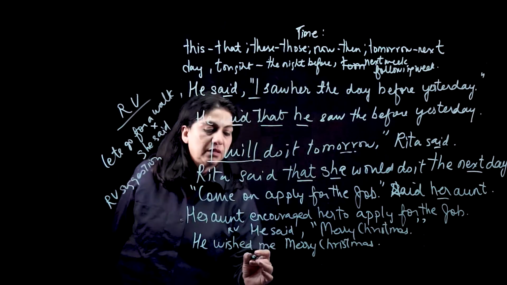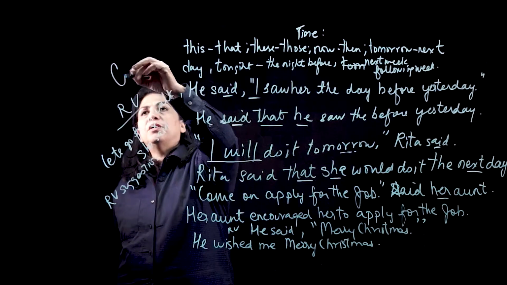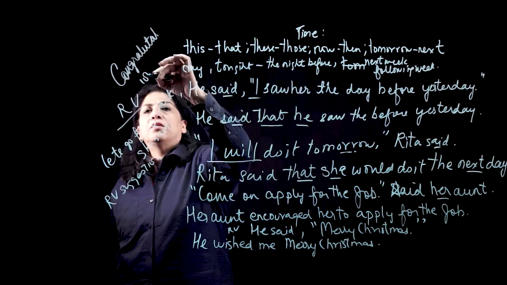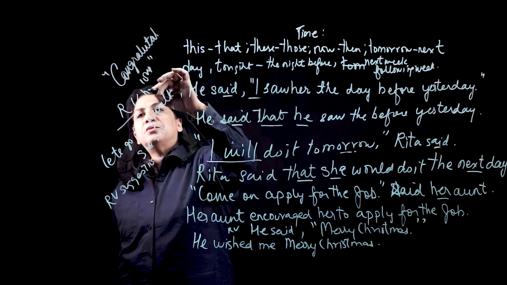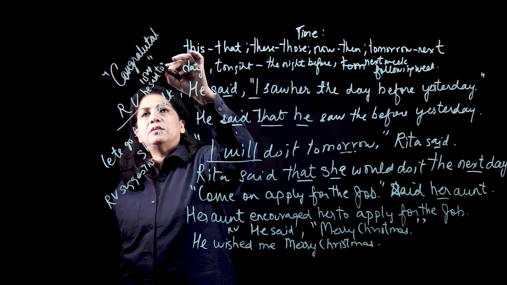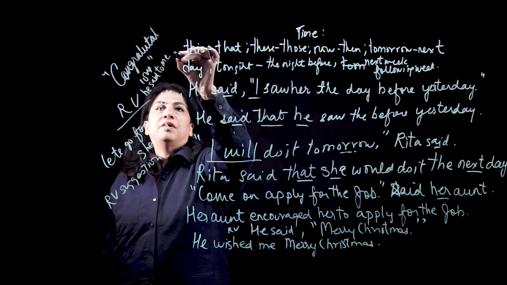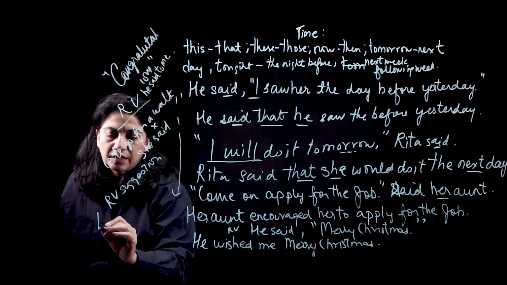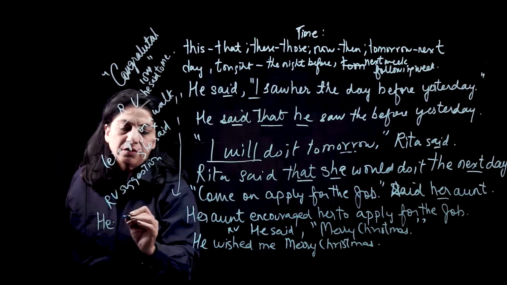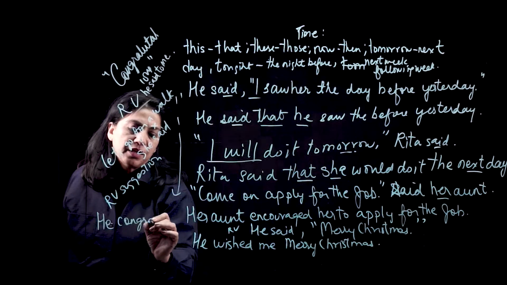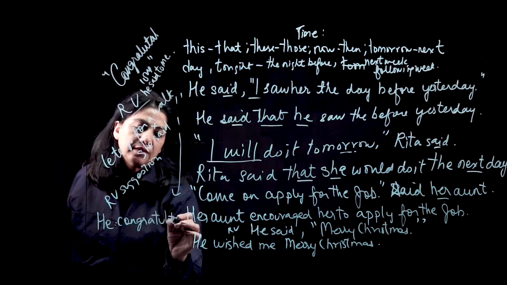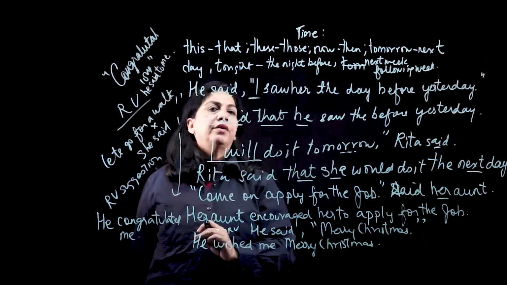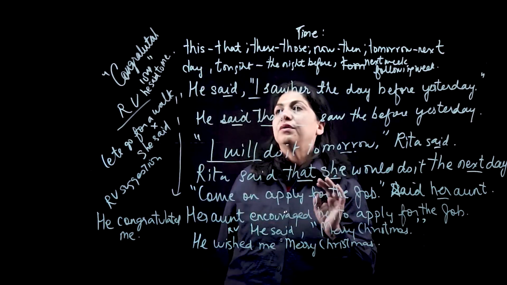So let's see the last one. A very simple and small sentence I have for you. Congratulations, he said to me. Now, if I have to change this, how will I change it and what will I write here? Are you writing along with me? Are you on the same wavelength? So what will it say? He congratulated who? Me.